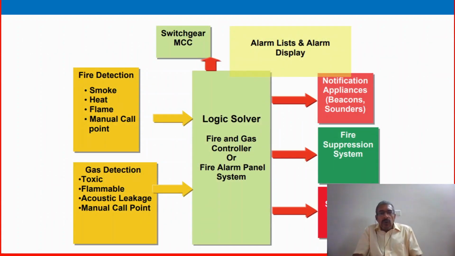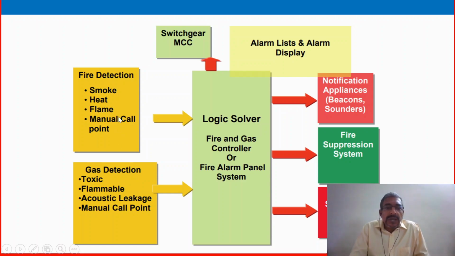Let us review this picture and how it works. On the left side there is fire detection, like smoke, heat, flame or manual call point, and gas detection, toxic, flammable, acoustic leakage or manual call point. A manual call point means a person can manually activate it if he sees anything abnormal, hazardous or dangerous.